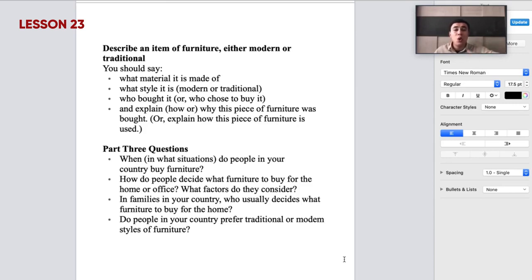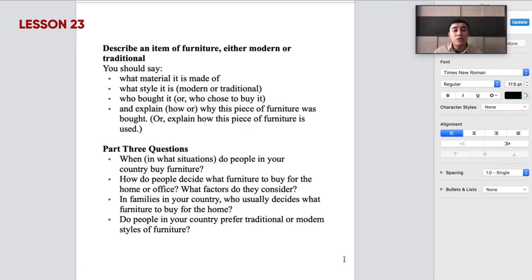For example, when do people in your country buy furniture? Here you have several options. You can say when people are moving from one house to another, their furniture doesn't fit the interior design and they have to buy new furniture. Or you can talk about general consumption rules. When their old furniture is broken and cannot be fixed, they opt for buying new furniture.